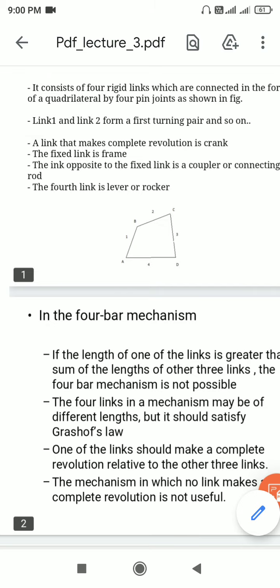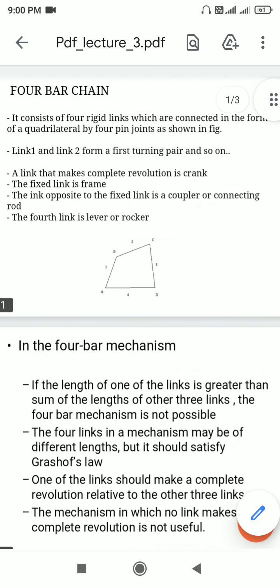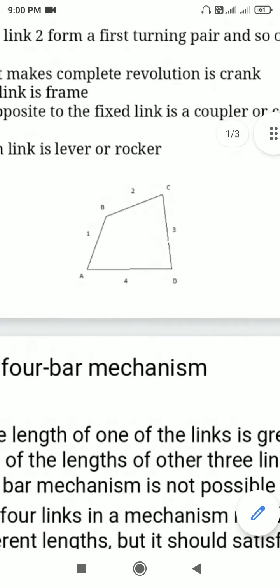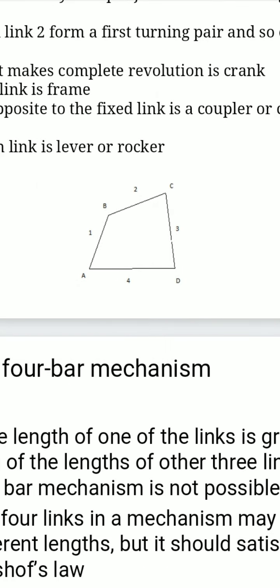A four-bar chain consists of four rigid links which are connected in the form of a quadrilateral by four pin joints. As you can see in the sketch, link 1 and 2 form a turning pair, link 2 and 3 form a turning pair, 3 and 4 form a turning pair, and 4 and 1 form a turning pair.